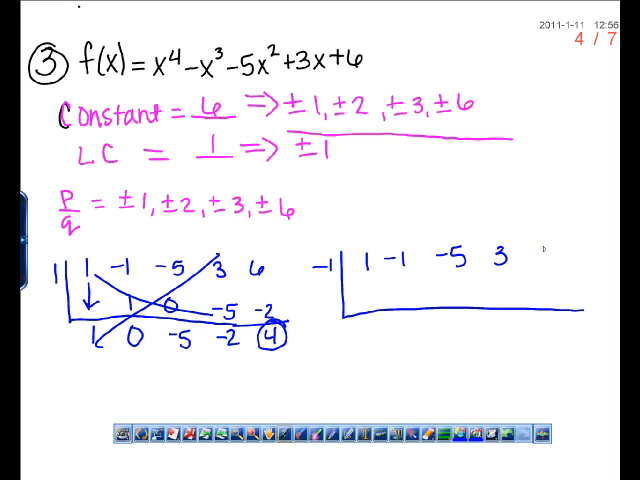Once we get it down to something we can factor, then we can stop. Okay? But we've got to use this to figure out our starting point.